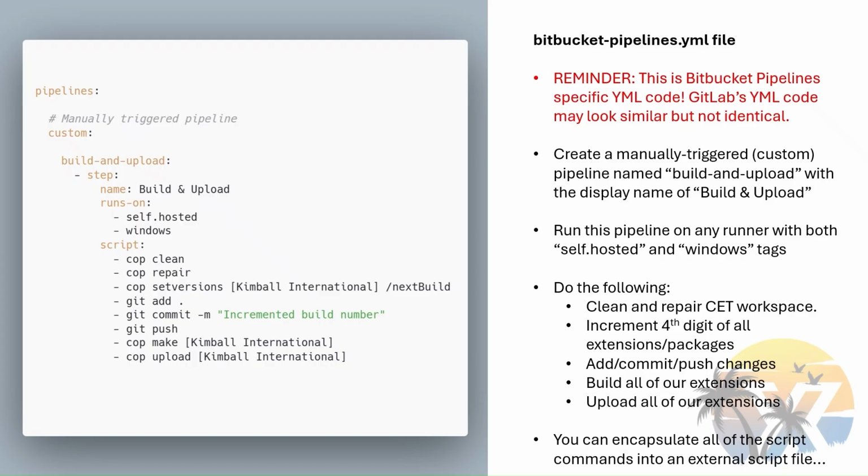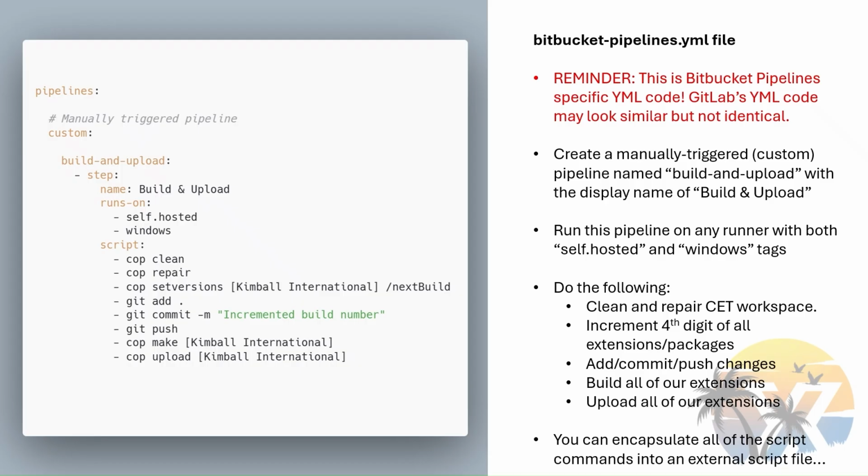We're going to say cop make. We're going to make all of the extensions within our group. And then once it's done making them, we're going to upload it to the build center. So this is an extremely basic pipeline that makes it so when a user presses the run button, it will increment the build and build it and then upload it to Build Center. This is a basic example of a pipeline.